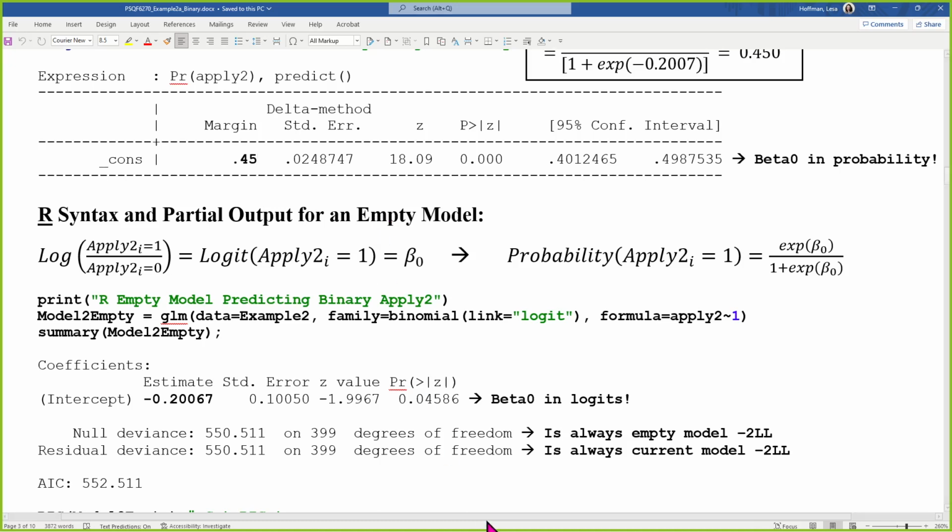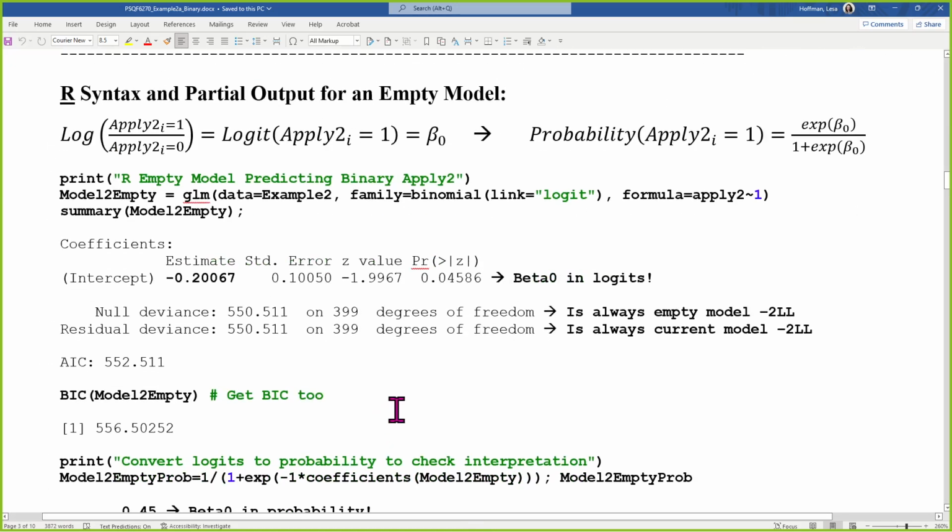In R, then, same process, same equations. I'm using GLM, which stands for Generalized Linear Model, not General Linear Model, which is only a special case. Family is how I tell it what kind of model I want this to be. So GLM is much more general, with more choices, not just logistic regression, but lots of other kinds. So I'm saying binomial and link equals logit.